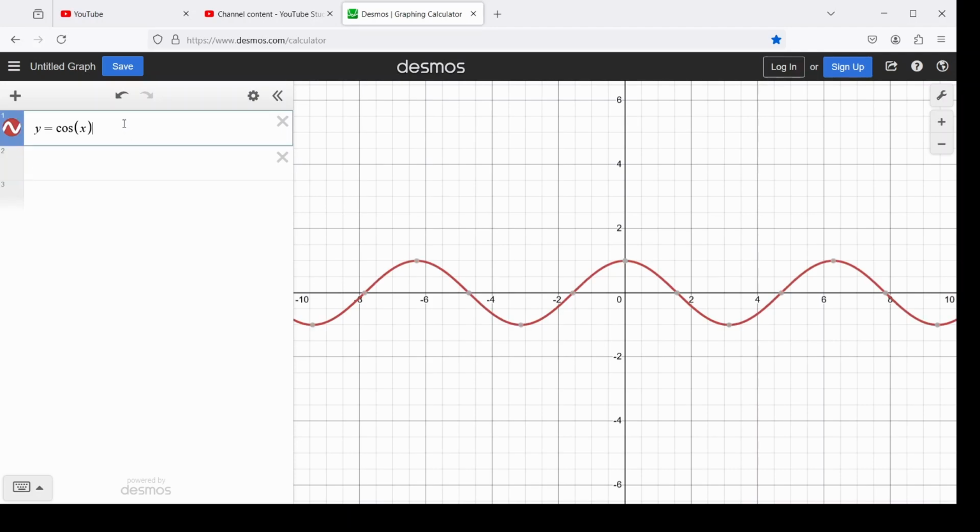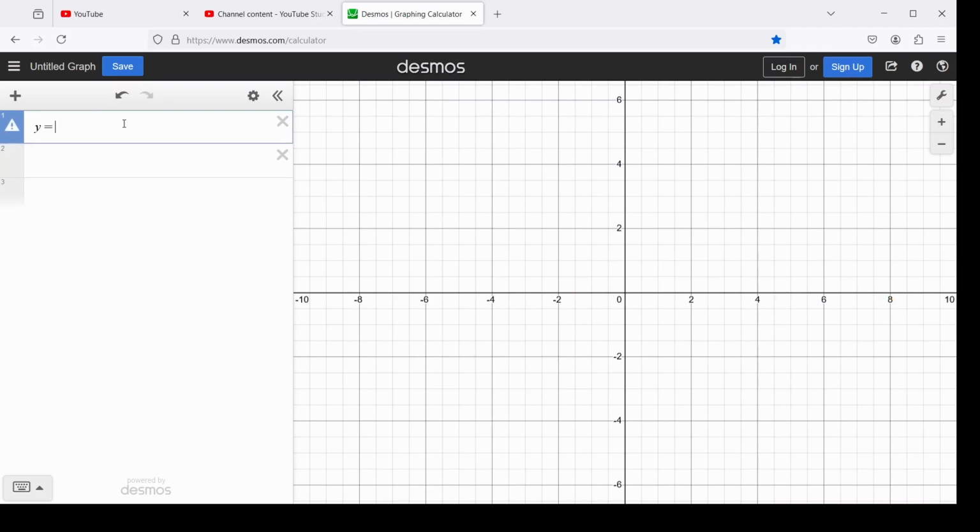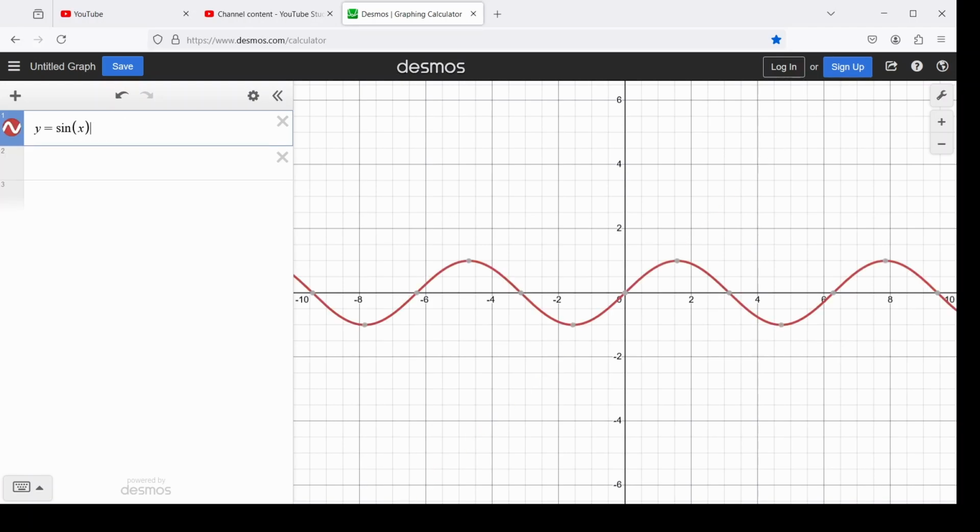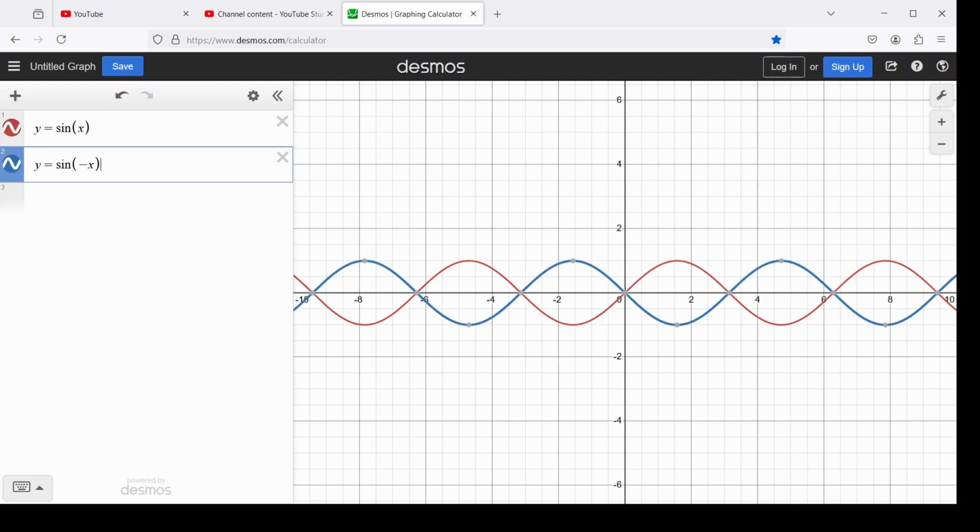Let's get that sine of negative x is the same as negative sine of x. This one's a little trickier to see, but it's not so bad. So let's just get sine of x first. Now, sine of negative x means I'm going to reflect over the y-axis. So here it is, sine of negative x.